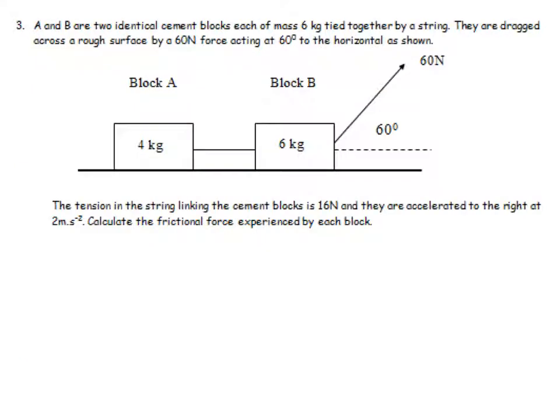We've got 2 blocks over here. They are identical, and they're not 6 kilograms. Each one's 6 kilograms, and the other one is 4 kilograms. Sorry, that's my mistake. They are dragged along the rough surface by a 60 Newton force acting at 60 degrees to the horizontal. Well, the first thing I need to do is work out the component over here, and I use cos of 60 times 60, and I get 30 newtons.